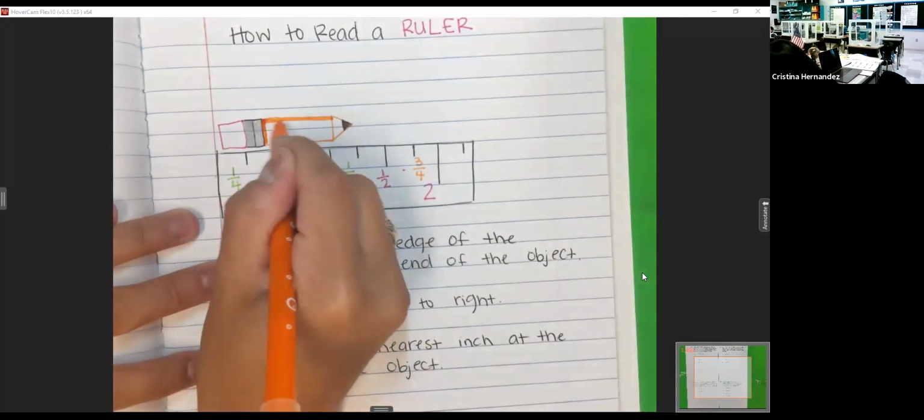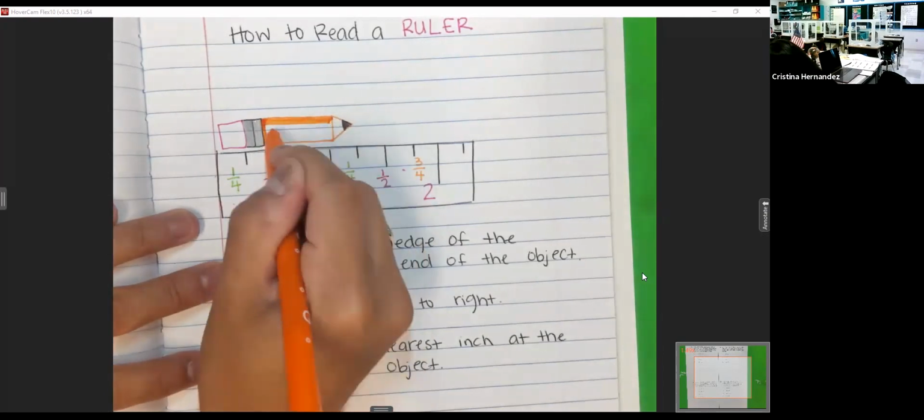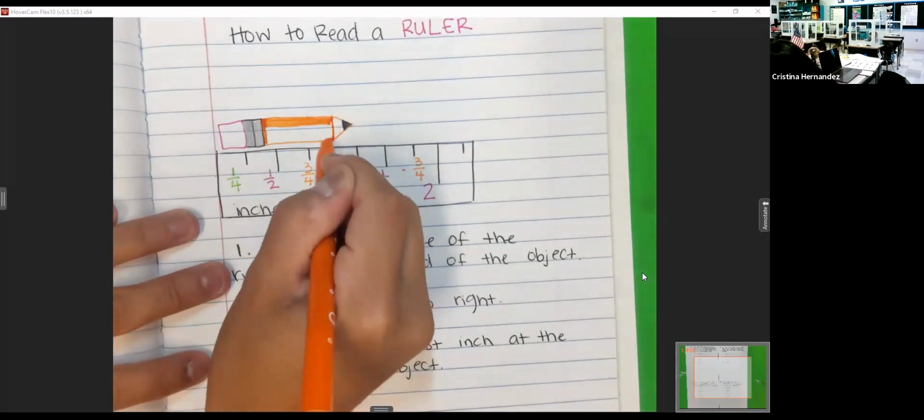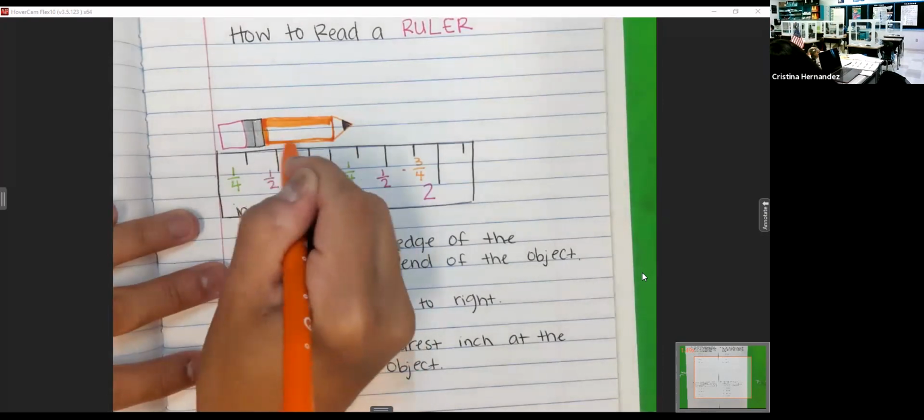My pencil. Don't make fun of my pencil. I mean, that's not even bad. Mine would be. The best you can.